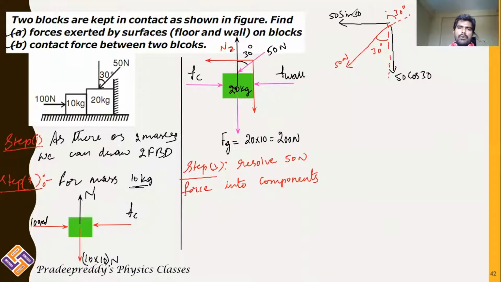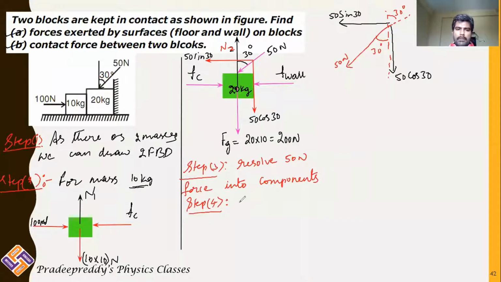Okay. So taking the triangle, I can write down these forces as 50 sine 30 and this is 50 cos 30. I have resolved that force which is acting in the plane into components. After resolving that into components, you can use step 4. What is step 4? It is that F net is equal to 0 along x-axis, and separately F net is equal to 0 along y-axis.